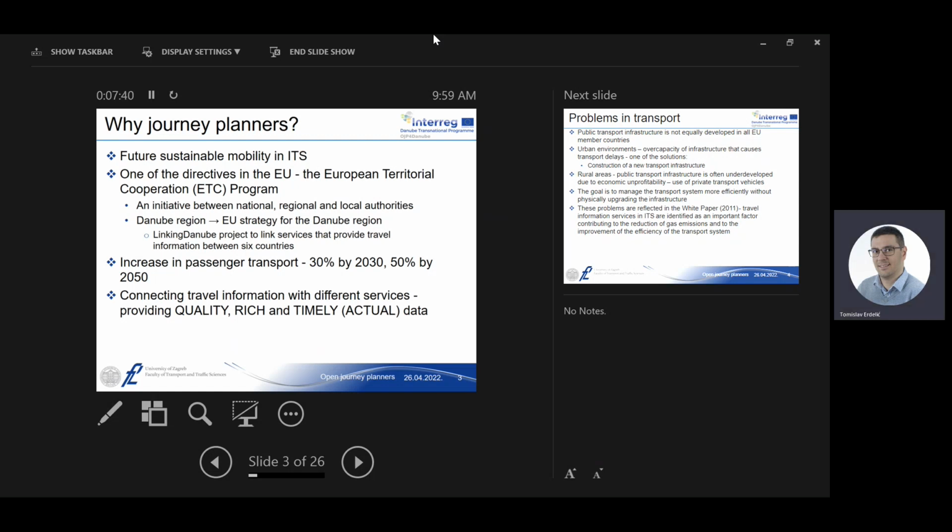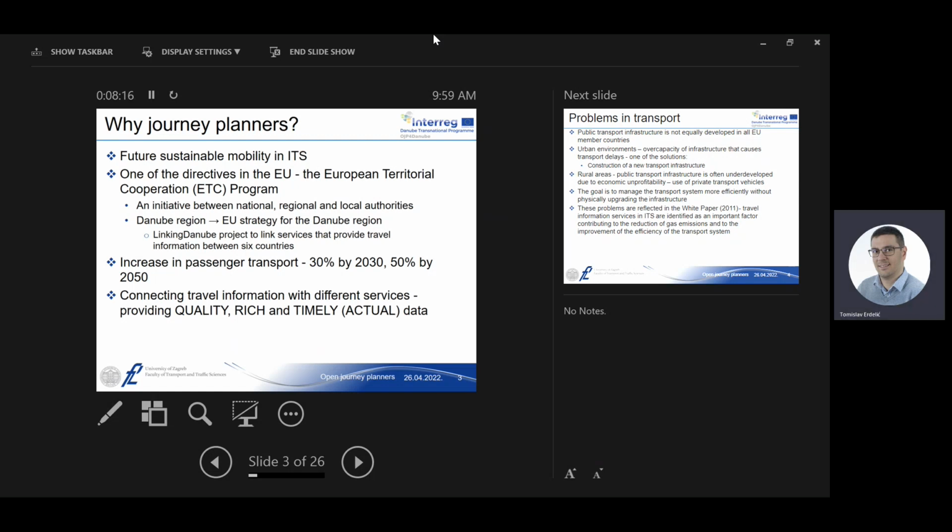So the other reason to use journey planners is that it's one of the directives in the EU, especially within the European Territorial Cooperation Program. It means that they want all of the countries to cooperate so that all of the journey planners and journeys can be done internationally. So that you do not have to visit the planner in Zagreb and then in Vienna; you don't need to do that in Zagreb if you go from Zagreb.